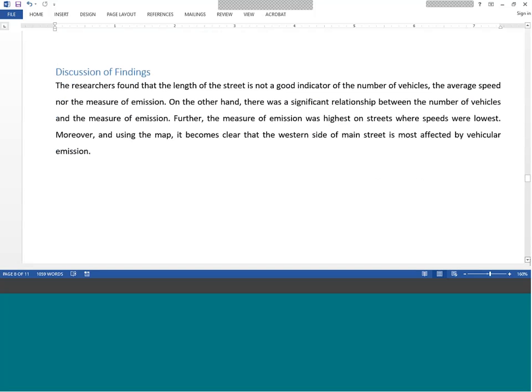So discussion of findings, the researchers found that the length of the street is not a good indicator of the number of vehicles, the average speed, nor the measure of emissions. On the other hand, there was a significant relationship between the number of vehicles and the measure of emissions. Further, the measure of emission was highest on streets where speeds were lower. Moreover, using the map, it becomes clear that the western side of Main Street is most affected by vehicular emissions.